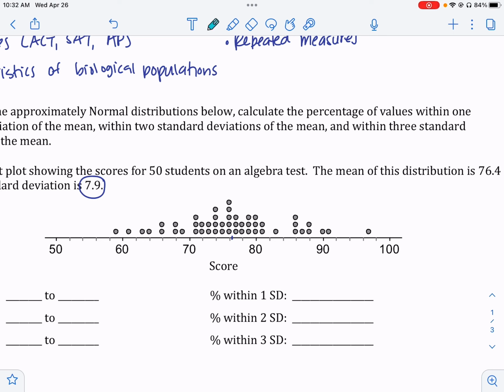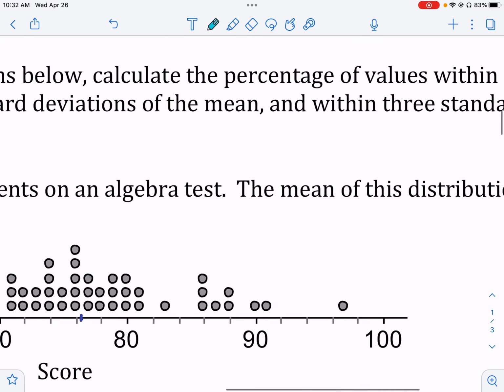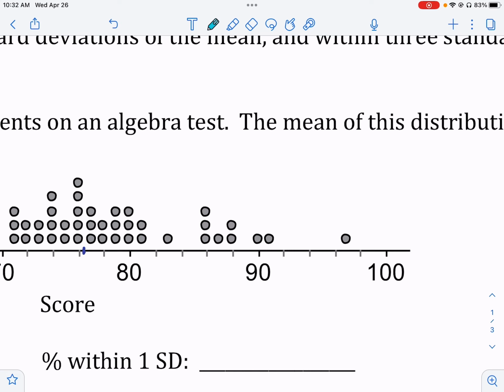So the first thing that I'm going to do is I'm going to choose the 76.4. I'm going to add that 7.9, and that gives me 84.3. So I'm going to try and figure out where is that 84.3. Well, this is 80, so this is 82, 84. 84.3 is going to be approximately here. So it's going to be my first cutoff. This is one standard deviation away from the mean.